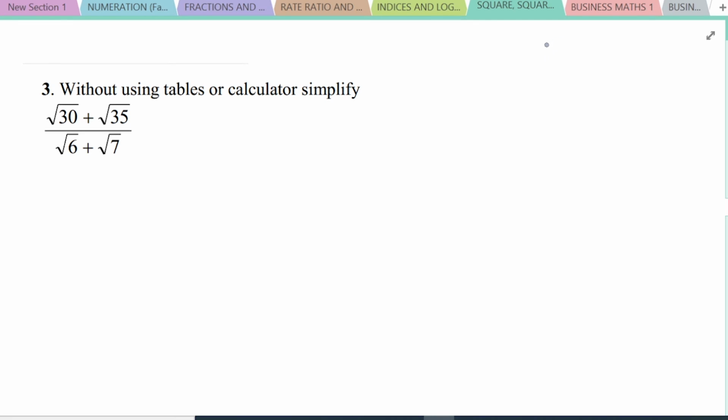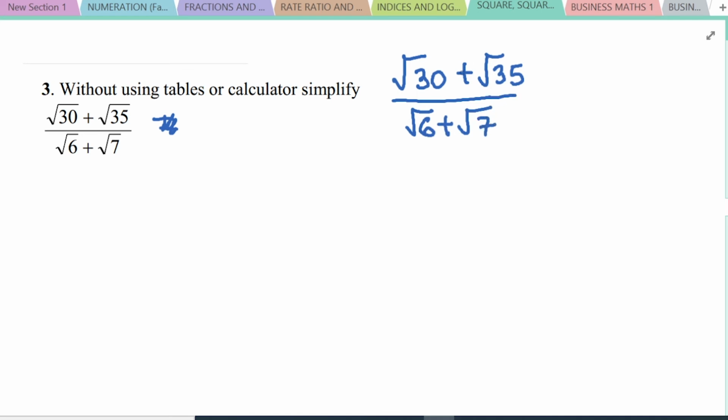The next number here, they're still asking us, without using tables or calculator, simplify this one. Of course, when we are simplifying numbers like this, let me write it here. We write the number here, root of 30 plus root of 35, divide that by root of 6 plus root of 7. Again, we are going to rationalize the denominator by multiplying the numerator and denominator by the conjugate, like that.